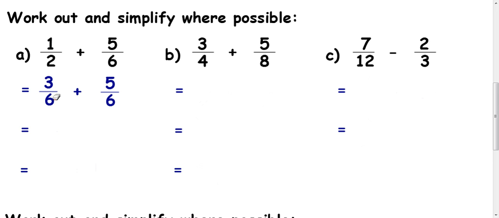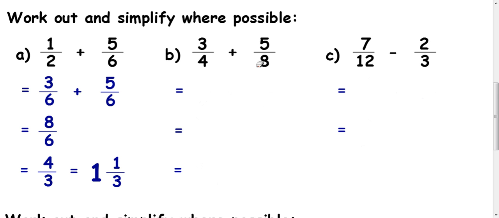I've got my common denominator now. I can add the 3 and the 5 in the top and get 8 over 6. Okay, to finish this off, you want to change it into a mixed number. So 8 over 6, that will cancel down to 4 over 3, and that will cancel down to 1 1/3. 3 goes into 4 once with 1 remainder.